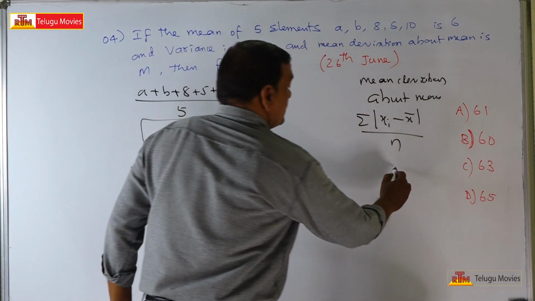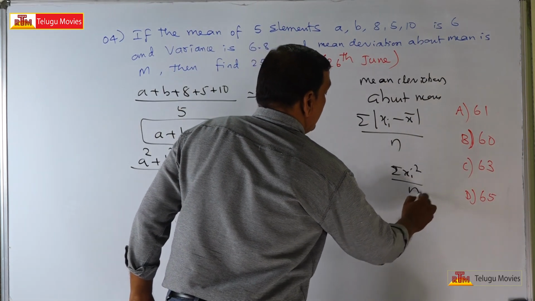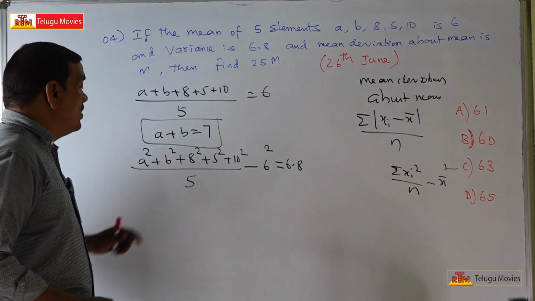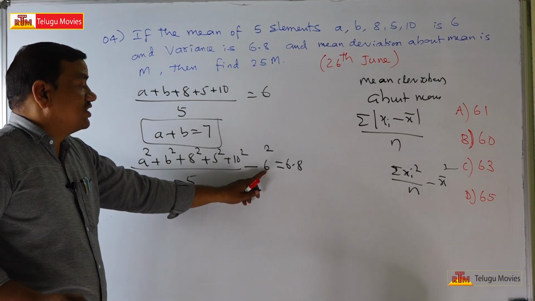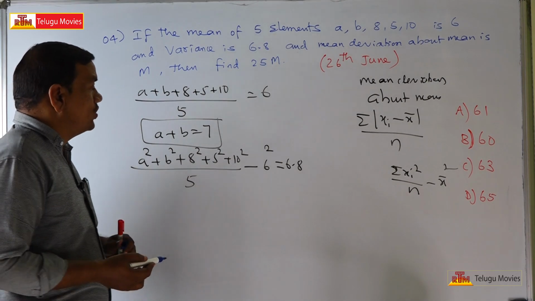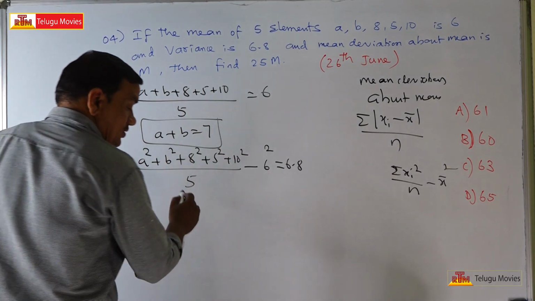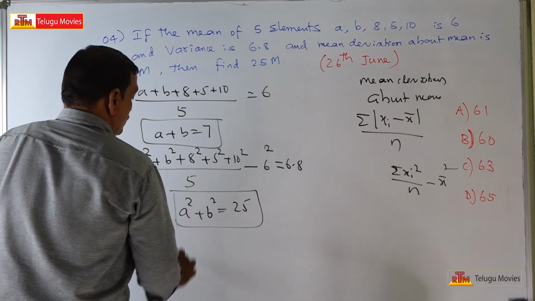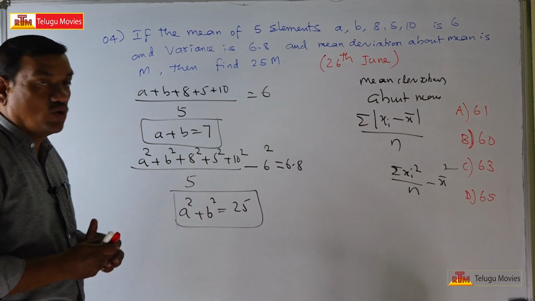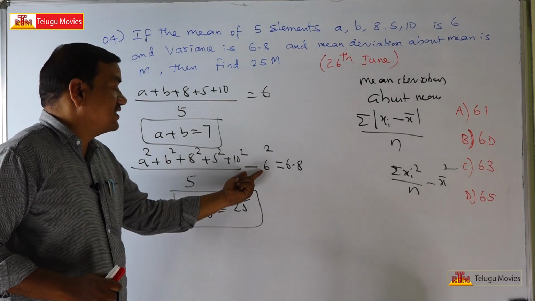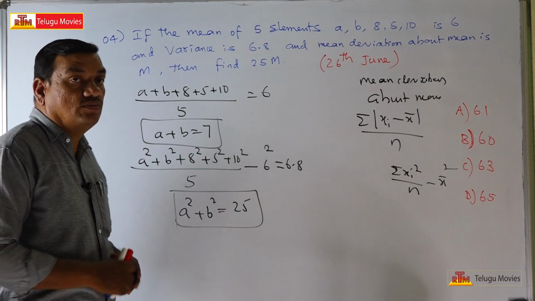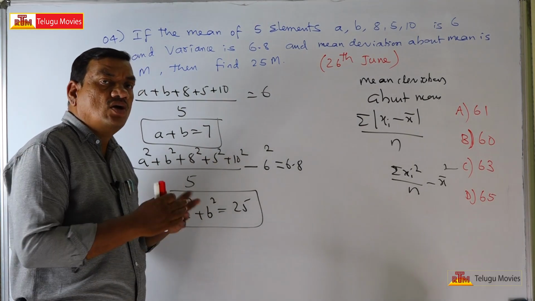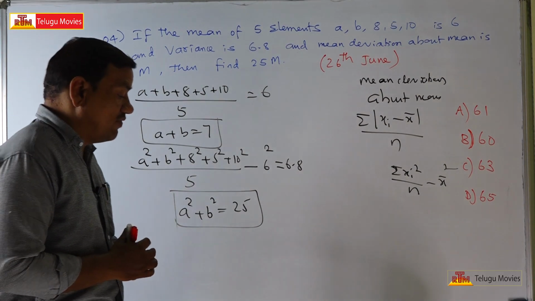So understand this definition of the variance. Variance is equal to sigma xi square by n minus x bar square. If you calculate, 6 square is 36, take that to the other side, multiply with 5, so the fractional part also goes. So 64 plus 25 plus 100. Altogether, a square plus b square you will get 25. So this is the second equation: a square plus b square is equal to 25.